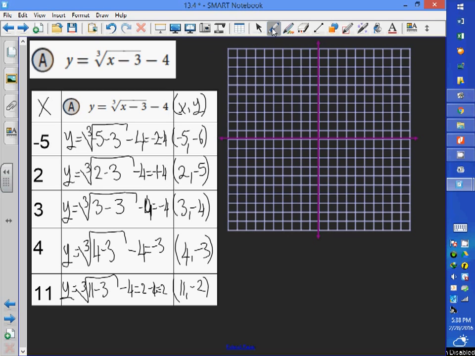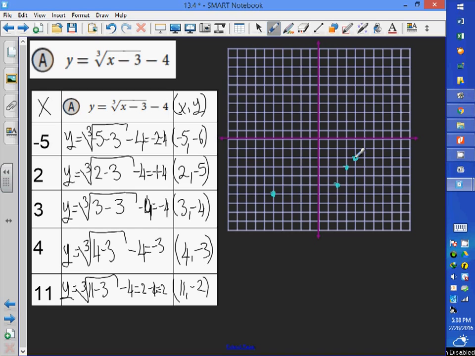1, 2, 3, 4, 5, 6. And 2 goes to negative 5. And 3 goes to negative 4, which is here. And 4 goes to negative 3, which can be plugged in here.